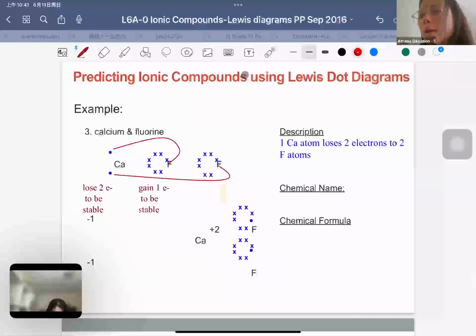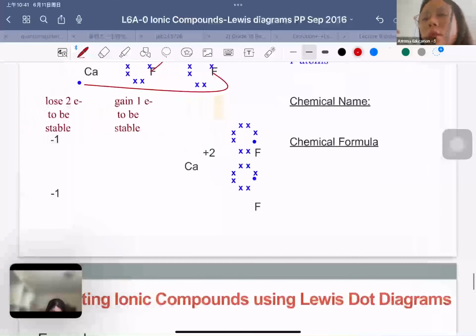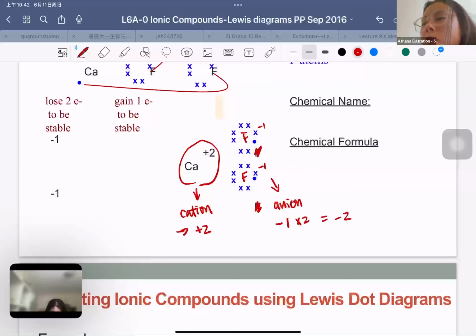So overall, you will say that 1 calcium atom loses 2 electrons to 2 fluorine atoms. So for the cation here, this is the cation. The charge is overall positive 2, and you have 2 F -1, F -1. So the overall charge for the anion is negative, -1 times 2 becomes -2. So positive 2 added with -2 overall is 0, so you're balanced.